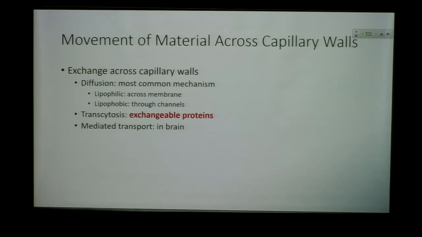The types of molecules that can easily move across capillary walls are lipophilic molecules. Anyone remember why? Yep, they can go through that phospholipid bilayer. So lipophilic substances can easily cross the membrane. Lipophobic substances need a channel or a carrier, like glucose, which needs to be moved across the membrane with some help. We can also facilitate the movement of exchangeable proteins, and I'll talk about what those are as we go on. Via transcytosis, a process of endocytosis and exocytosis, we can also move proteins across the membrane.